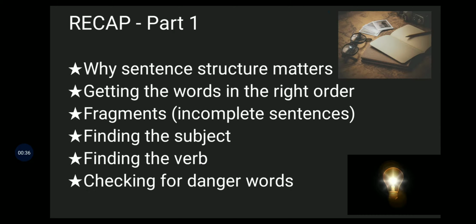So, a brief recap of what all we looked into in part 1. Firstly, we saw why sentence structure matters. We also looked into the right order of words in a sentence, that is, we understood the subject, verb, and object parts of a sentence. We looked into fragments, that is nothing but the incomplete sentences. We identified how finding the subject, finding the verb, and checking danger words can help us improve our sentence writing abilities.